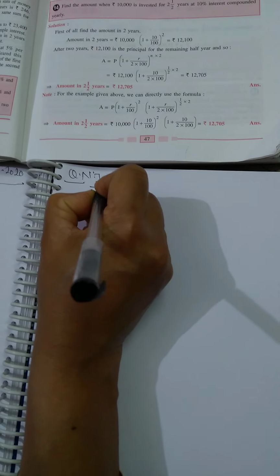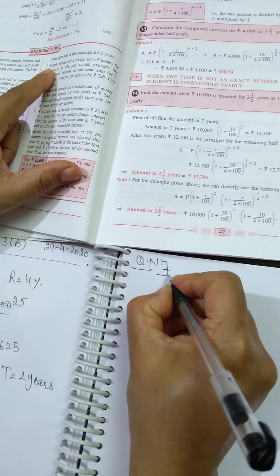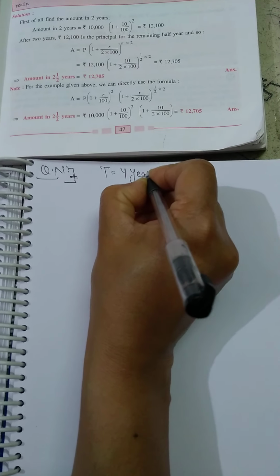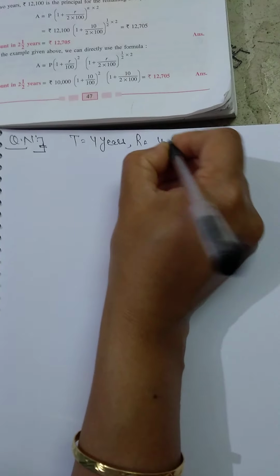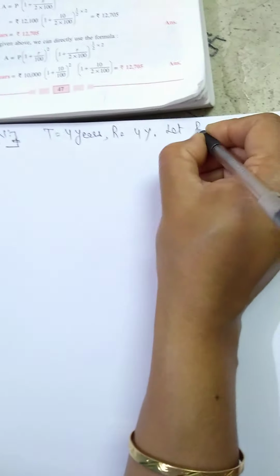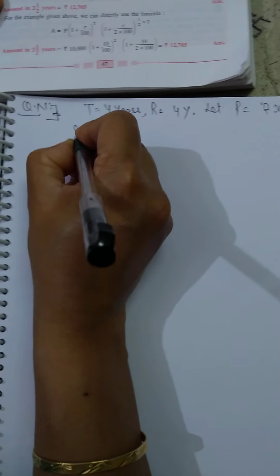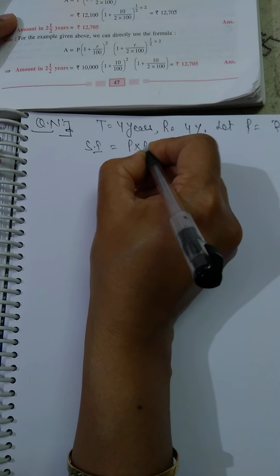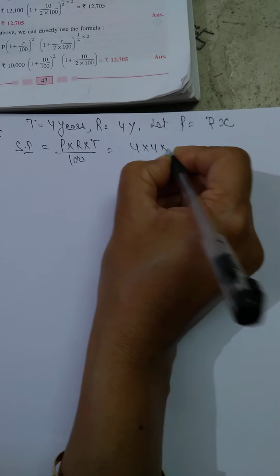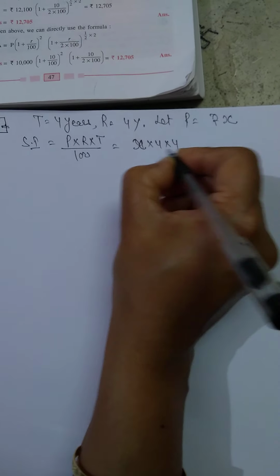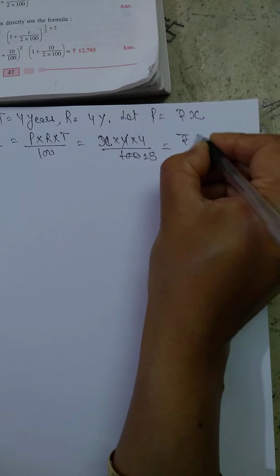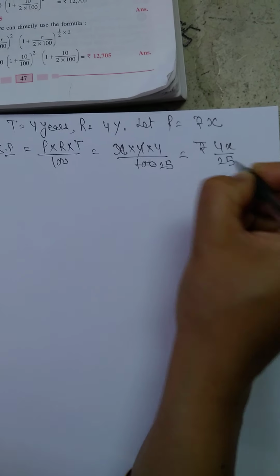Question number 7. First part is simple interest. For simple interest, we have time 4 years, rate 4%. We have to find the sum, means principal. Let P is equal to rupees x. Simple interest, put the formula P into R into T upon 100. Now put the values. After cancelling the values, we have simple interest 4x upon 25.